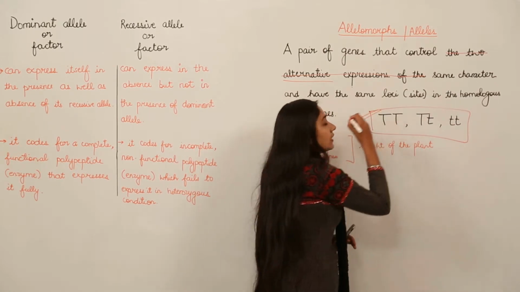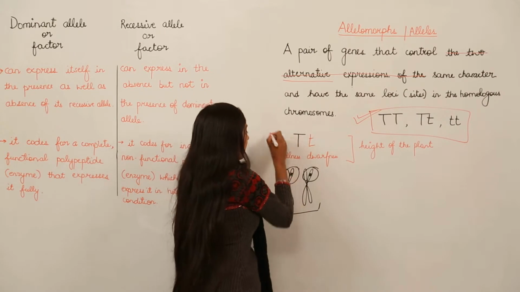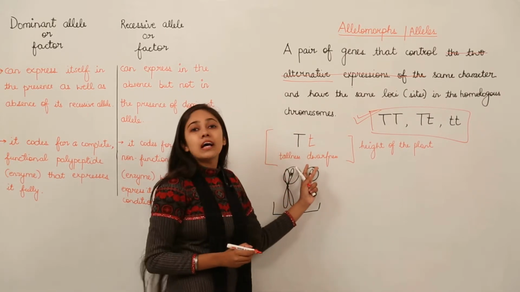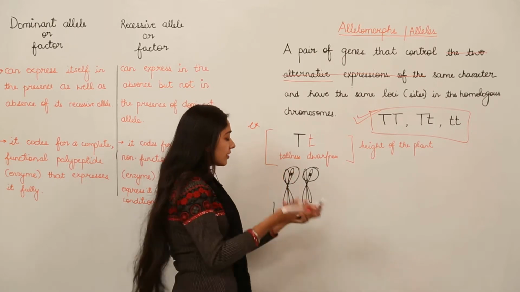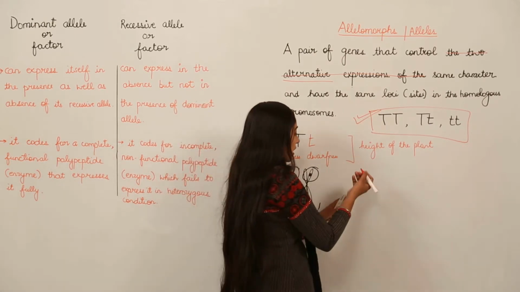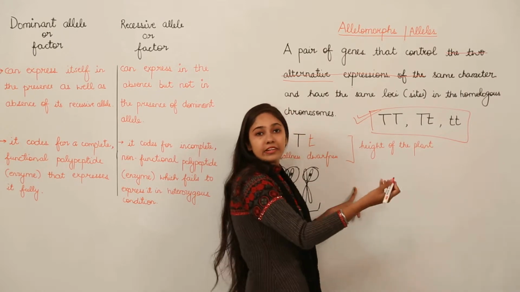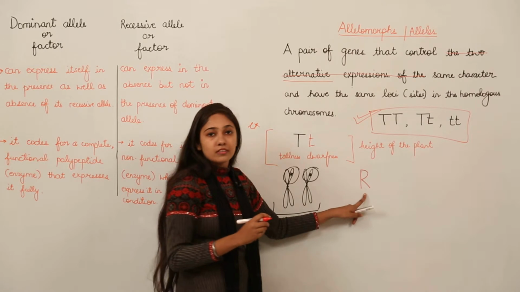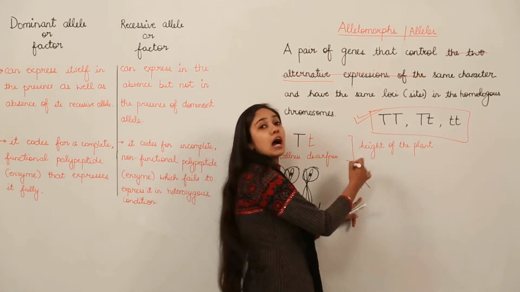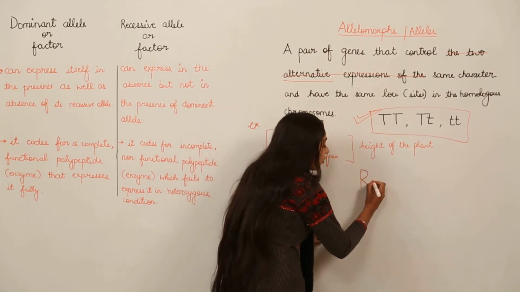But according to the earlier definition, this pair was termed as allele. This is an example. You can talk about other examples also. For example, if we talk about round seeds and wrinkled seeds. So this dominant character is round seeds. So we have an uppercase letter R and a lowercase letter r.